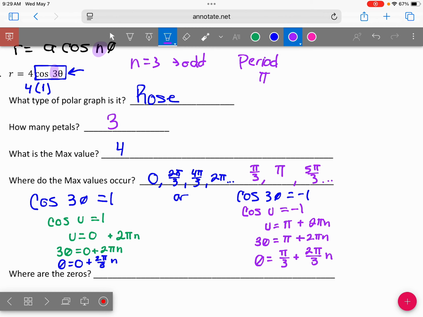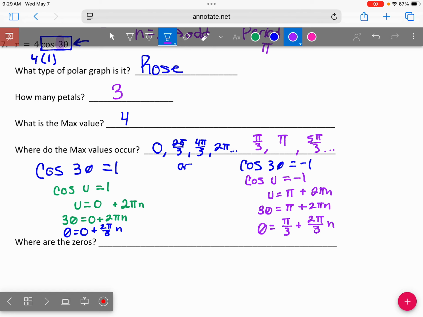What's with the dot after 2 pi? Because I could keep going. I could keep adding 2 pi over 3, I could keep adding 2 pi over 3, I could just keep going. The blue ones are the answers for cosine equals 1. The purple ones are the answers for cosine equals -1.